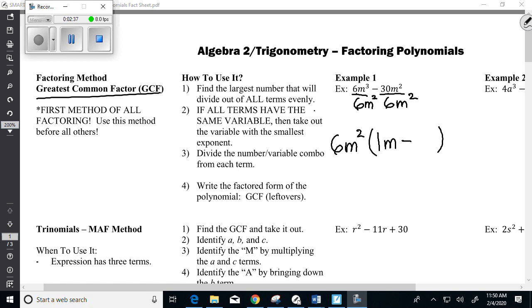Minus 30 divided by 6 is 5. M squared divided by m squared. 2 minus 2 is 0, so the m's would drop out. So you have 6m squared, parentheses, 1m minus 5, or just m minus 5 will suffice.